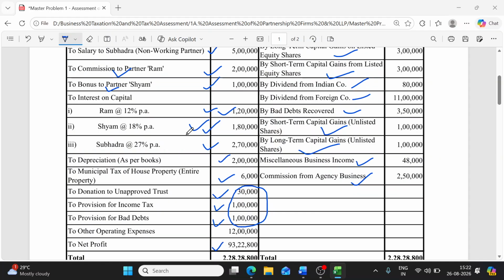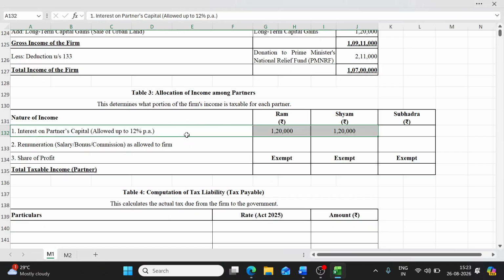So 1,20,000. Now in case of Subhadra, she has been paid interest at the rate of 27%, in total 2,70,000, and up to 12% is allowed, and the excess 15 percentage, which was 1,50,000, you check table 1 where we calculated the excess percentage. So 1,50,000 was disallowed. It means 1,20,000 was allowed, and any portion of interest which is allowed is taxable in the hands of the partner. So in the hands of Subhadra, 1,20,000 is taxable.